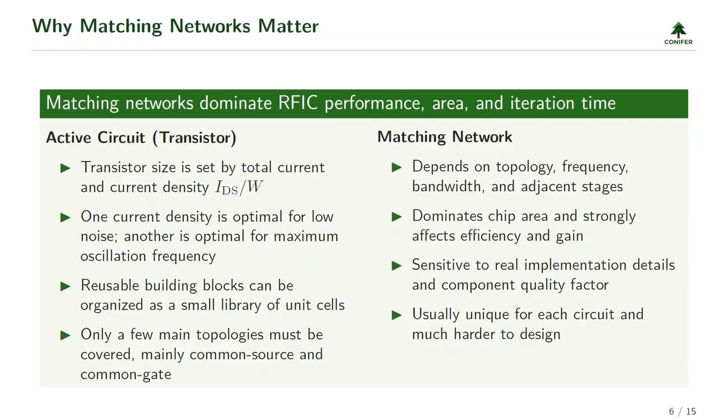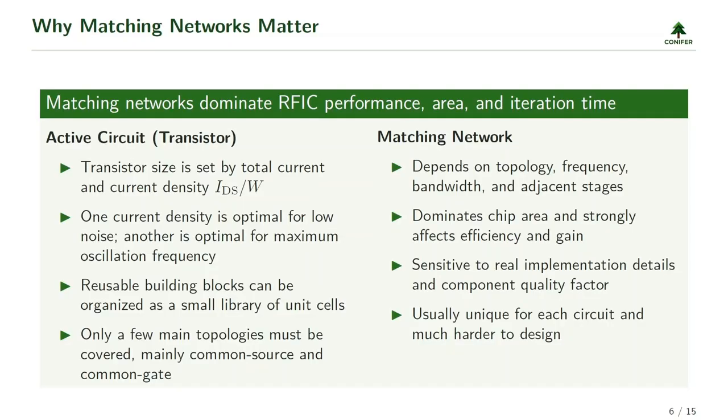Transistor design is much more straightforward. The size of a transistor is set by total current and current density IDS over W, with one current density being optimal for low noise and another being optimal for maximum oscillation frequency. Knowing this, reusable building blocks can be organized as a small library of unit cells. Only a few main topologies must be covered, mainly common source and common gate.